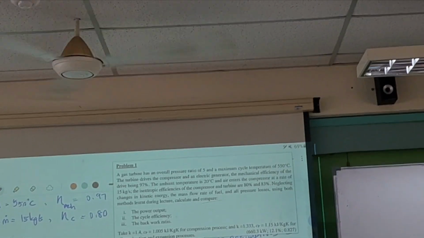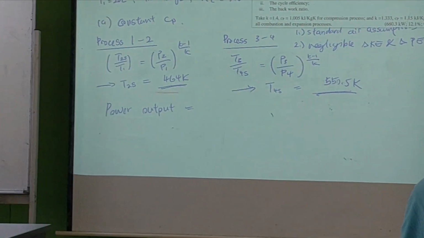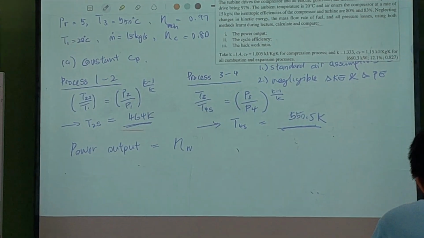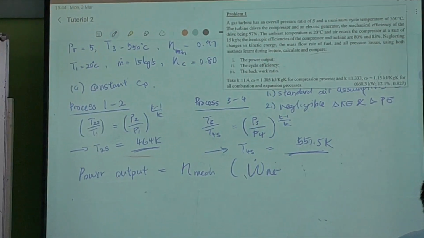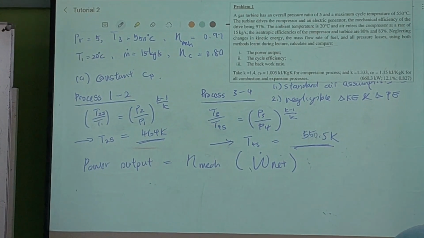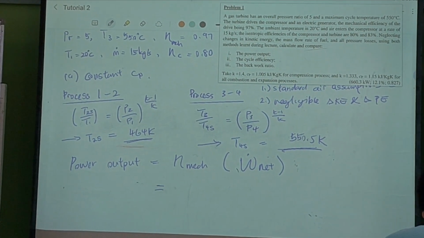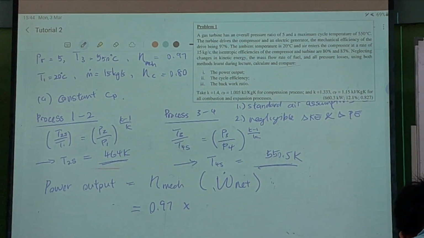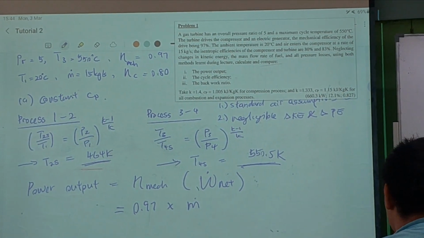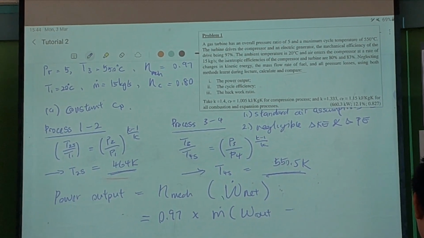So part A asks for power output. This power output should be the mechanical efficiency multiplied by the overall work net, because that is the efficiency of the whole process. So it should be 0.97 multiplied by the mass flow rate times the work net, which is work out minus work in.